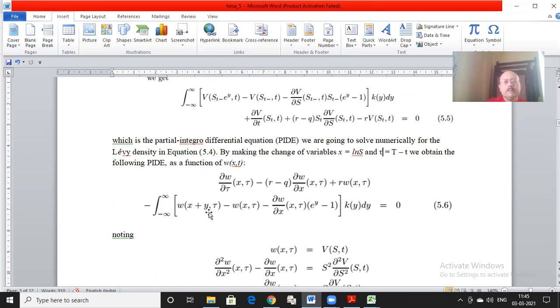I have this W(x plus y, tau), W(x, tau), ignoring the boundary parts. That's the notation we have simplified. The boundary part we are ignoring for now. Del V del S comes to del W del x. And now this is 5.6, as the redefinition of 5.5.